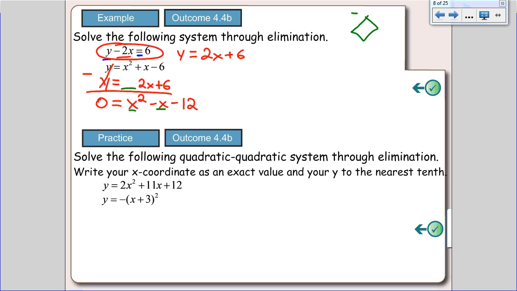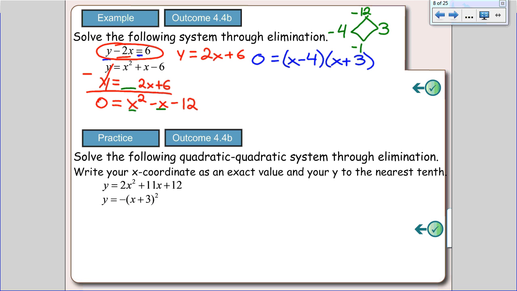That thing is going to be 0 equals x minus 4, x plus 3. Once we're done factoring, we can use our zero product property to solve this thing. So we now have x equals 4 and negative 3. That's great. You know what x equals?